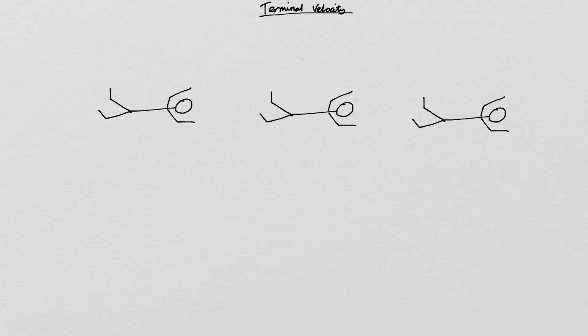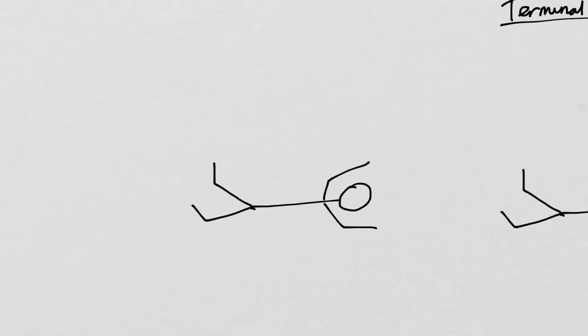Right, so let's go over how an object reaches terminal velocity. Specifically, we're going to look at a skydiver jumping out of an aeroplane. So initially, then, let's start with step one. Initially, the skydiver has just left the aeroplane.